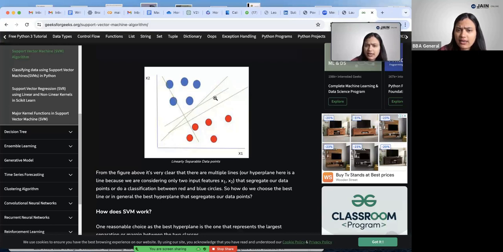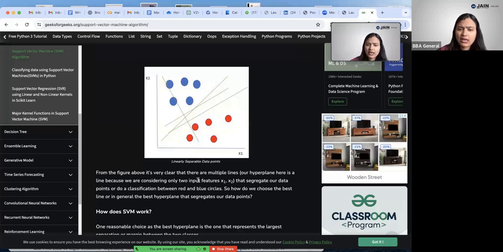Now you see this line, this is also not much good, because if you see the distance between this blue dot and this line, and the distance between this red dot and this line, it is much higher compared to the distance between the blue dot and the line. So the best line would be the one which can separate the data with equal distance on both sides. The equal distance means the distance from the line to the nearest data point on both of the sides.